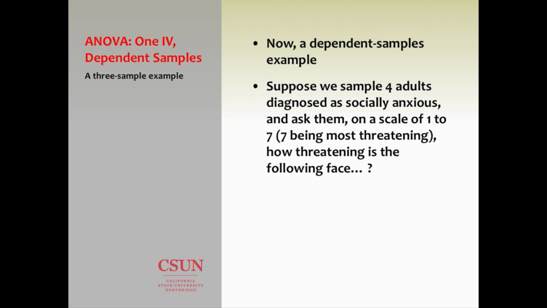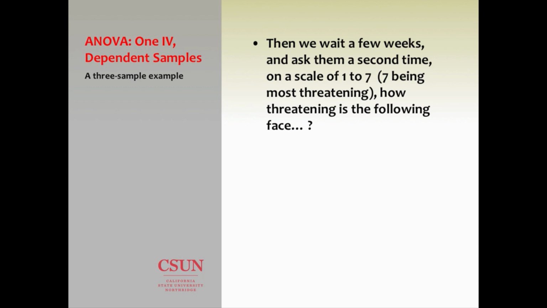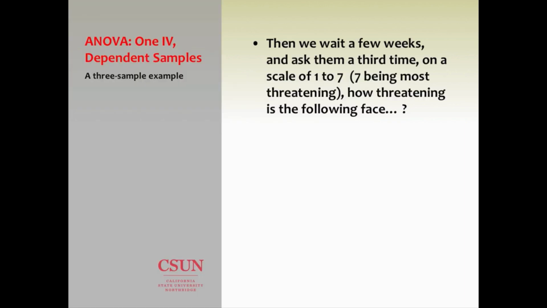And so suppose we sample 4 adults diagnosed as socially anxious. Now these are real studies that are done with social anxiety. You show a stimulus, let's say somebody's face in a picture, and the more you show it, the more likely that person is to become less anxious around that person or in seeing that face. So this is not a real study in that I'm using this face. There's your stimulus. Then we go a few weeks later, ask them again, rating on a scale of 1 to 7, 7 being most threatening, how threatening is the following face? There it is again. And then we wait a few weeks and ask them a third time, and there it is again.